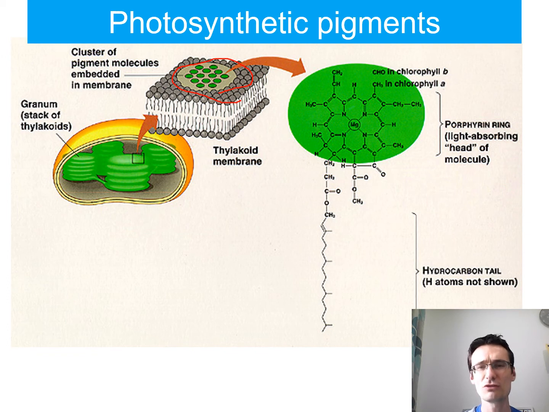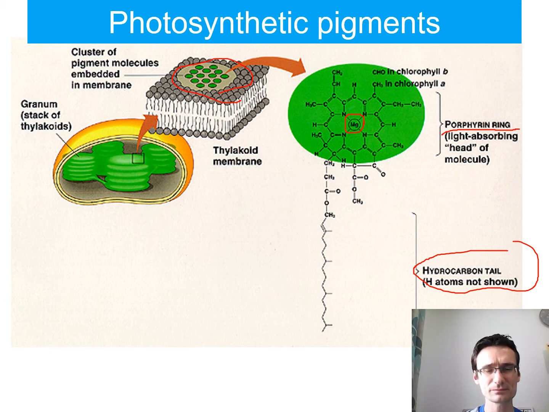So if you're asked for the structure of it, you'd be expected to say that chlorophyll is made of something called a porphyrin ring with an inorganic group of magnesium. So that's the importance of magnesium in plants, which is why they have to absorb it from the soil. So it's a porphyrin ring with a hydrocarbon tail. You wouldn't be expected to draw it out, but you would be expected to be able to describe a porphyrin ring with a hydrocarbon tail, and in the porphyrin ring, the central atom is a magnesium atom.